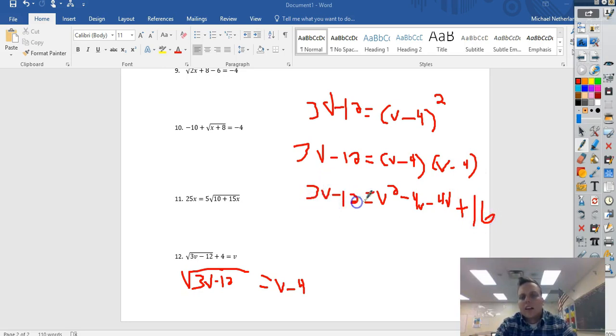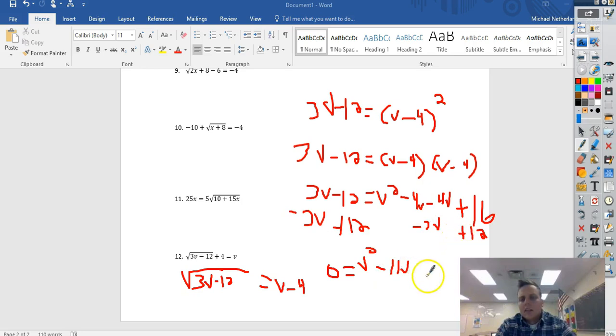Alright, I have a quadratic situation. So I need to move everything to one side. I'm going to subtract the 3v and add the 12 so I can move this all at once. Oh, by the way, v squared, negative 4v put together is negative 8v. So I'm going to be saying here 0 equals v squared, negative 8v minus 3v is negative 11v, plus 16 plus 12 is 28.